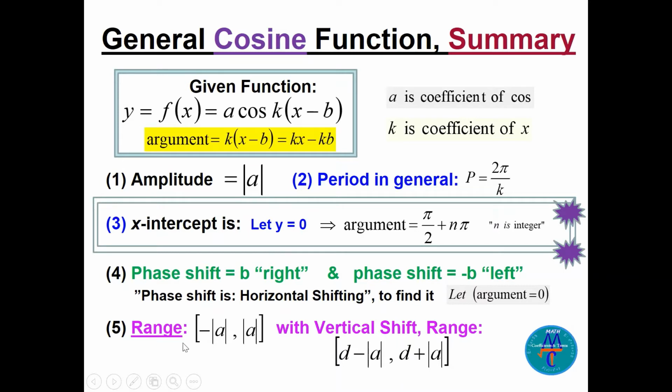Now the range without vertical shifting will be minus absolute value of a, absolute value of a. If we have a vertical shifting d, suppose here we have plus 5 or plus d, that would be the general range formula for sine function and the cosine function only. I will say it again: d minus absolute value of a, d plus absolute value of a.